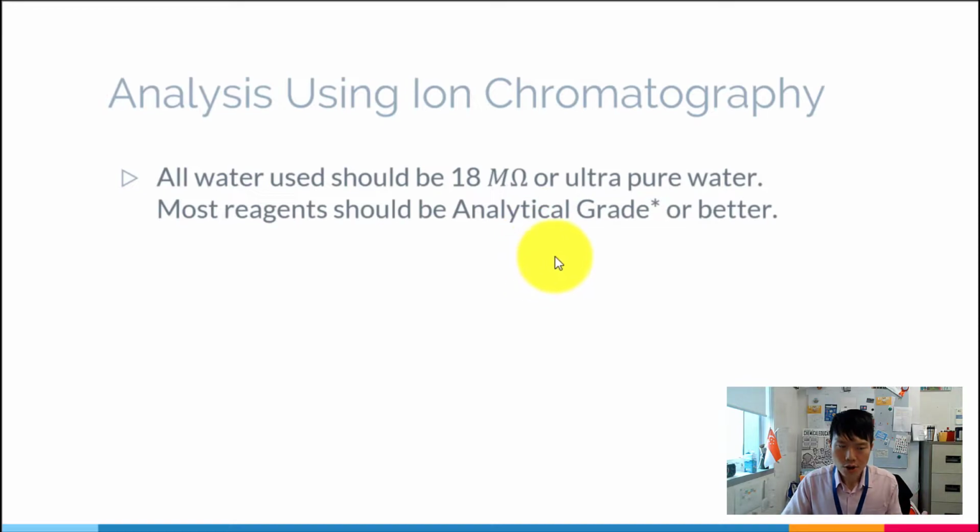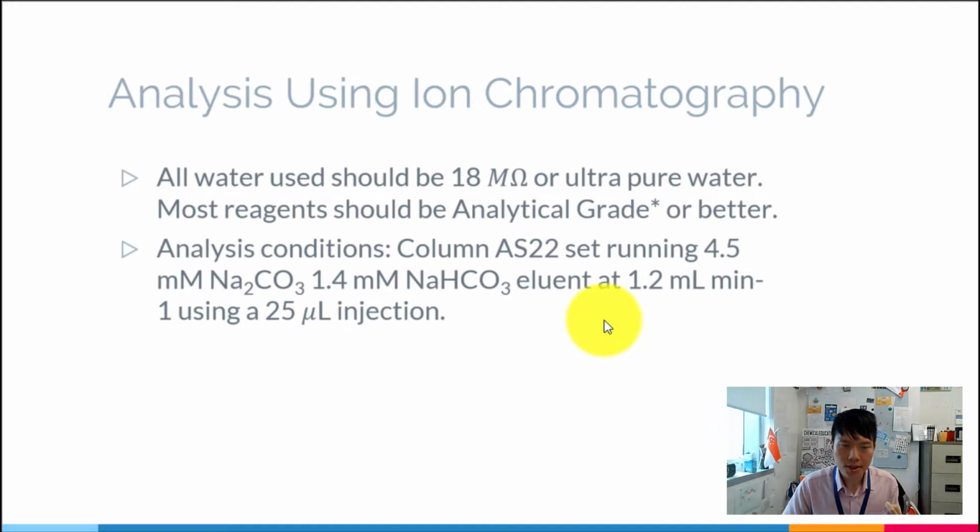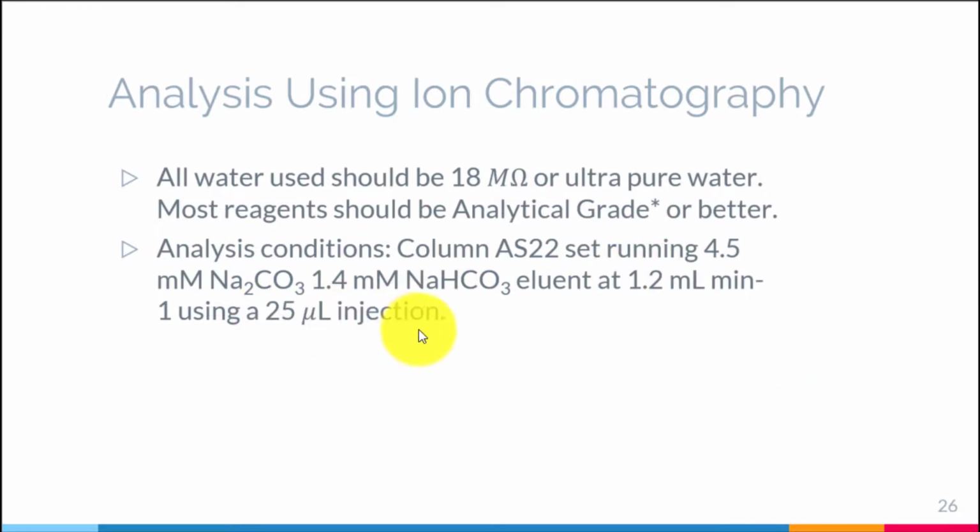Now, most of the reagents they use here should be your analytical grade, AR grade or better. So I'll put the star here to illustrate what it means. The conditions, all these are just make sure you check. It's preset, but make sure it runs at 4.5 millimolar sodium carbonate. This amount of bicarbonate eluent. Okay, hit basic, and then you have this is injection.